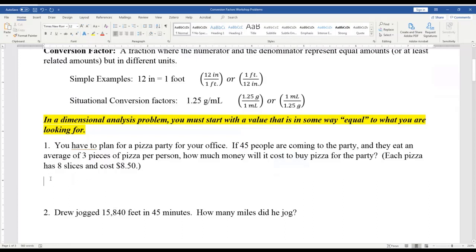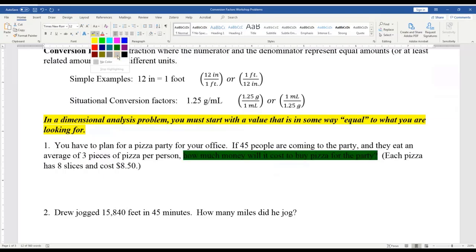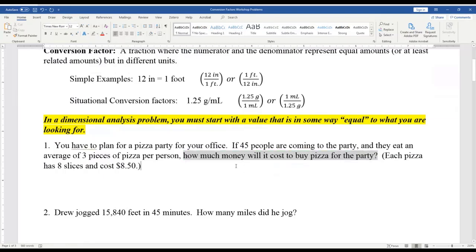Okay, so when we're looking at a problem like this, we typically want to look at the question of the problem, which is how much money will it cost to buy pizza for the party. I'm looking for the total cost. Well, the total cost is going to be equal to or determined by what? What value am I going to have to start with?